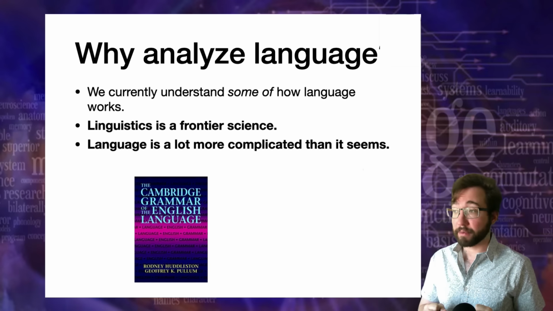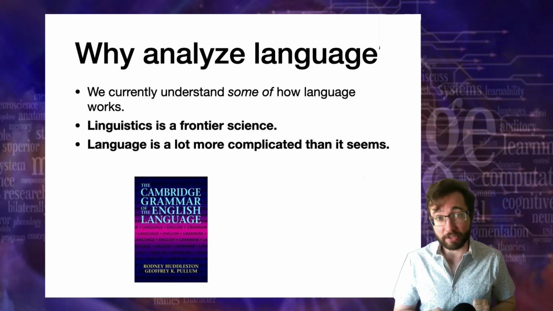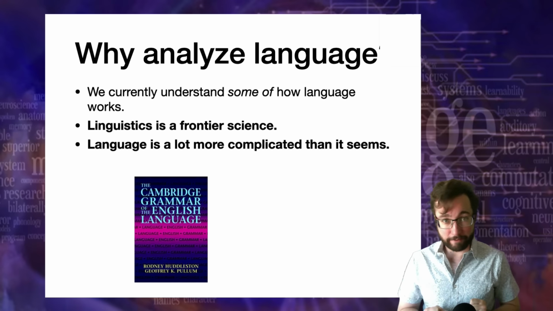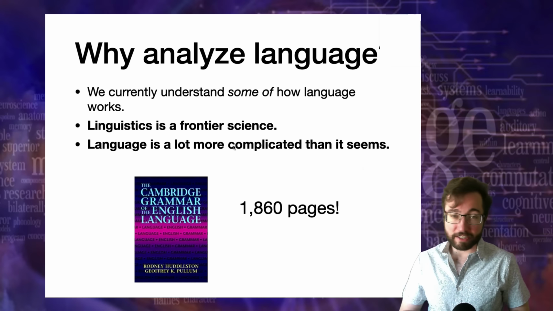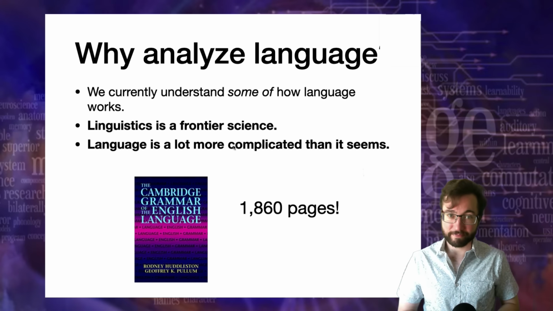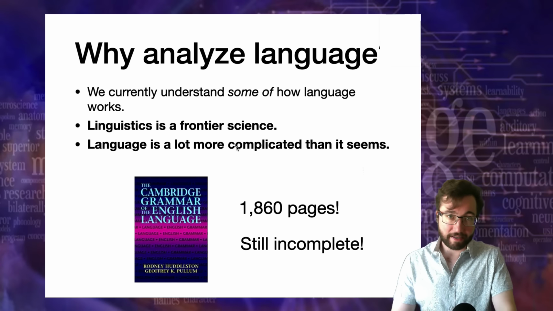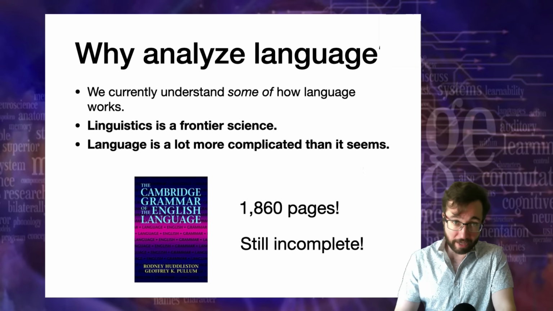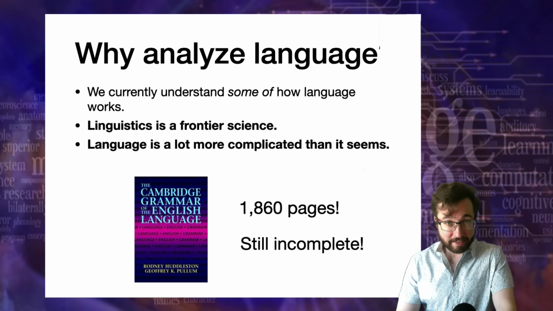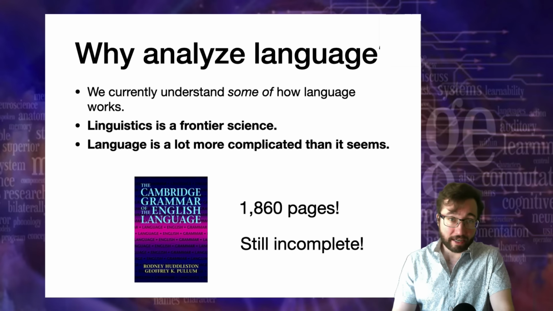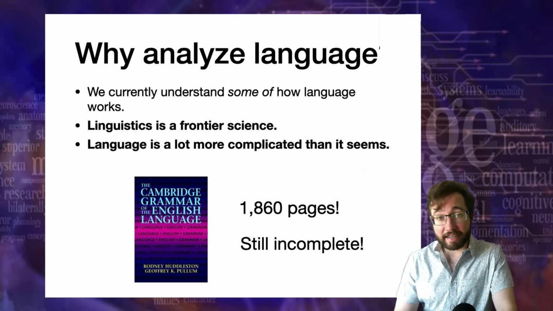Is this book like maybe 100 pages? Maybe 200 pages? Maybe even 500 pages? Well, this book's almost 2,000 pages long, and it's still incomplete. The book is filled with references to papers and to other books. Even if you added this book and all those papers together, you would still have only an incomplete description of the English language. And English is not an unusually complex language.